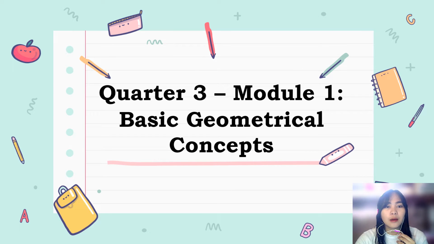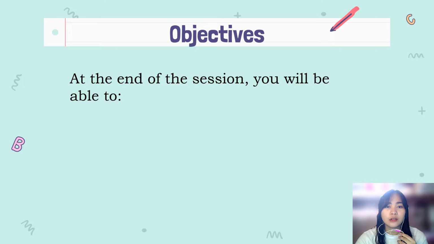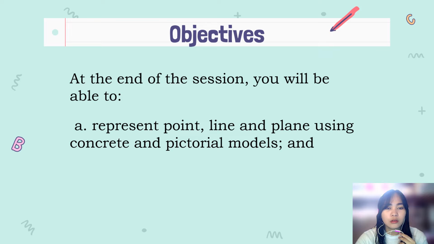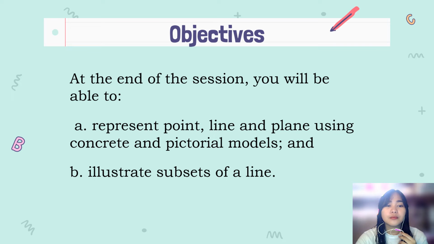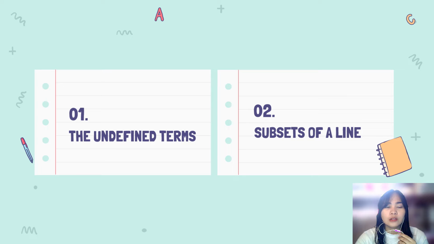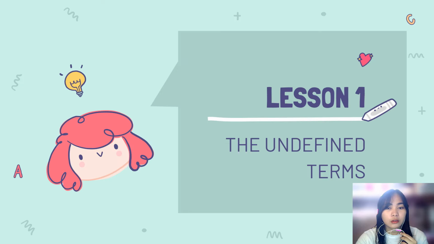So in this topic, let's have first your lesson objectives. At the end of the session, you will be able to represent point, line, and plane using concrete and pictorial models and illustrate subsets of a line. In this module, you have two lessons. First, the undefined terms and the subsets of a line. For your lesson 1, we have here the undefined terms.